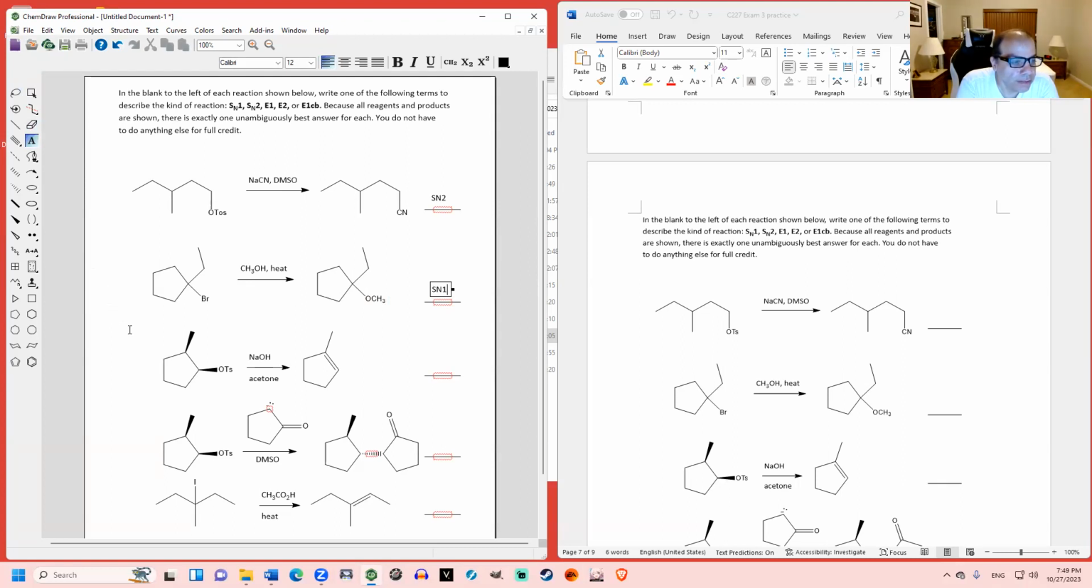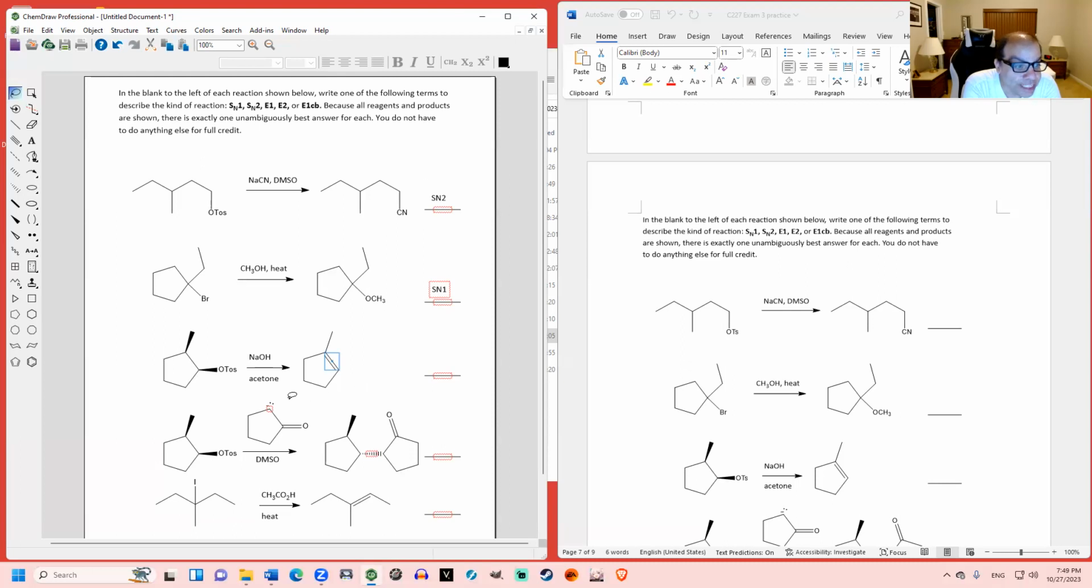In the next one, we have a secondary substrate, so we don't get much help from that. Secondary substrates can go either unimolecular or bimolecular. But we're treating it with a strong base in a polar aprotic solvent, and we get a new double bond that wasn't there before. A new double bond that wasn't there before means we have an elimination reaction. So this must be either E1, E2, or E1CB.